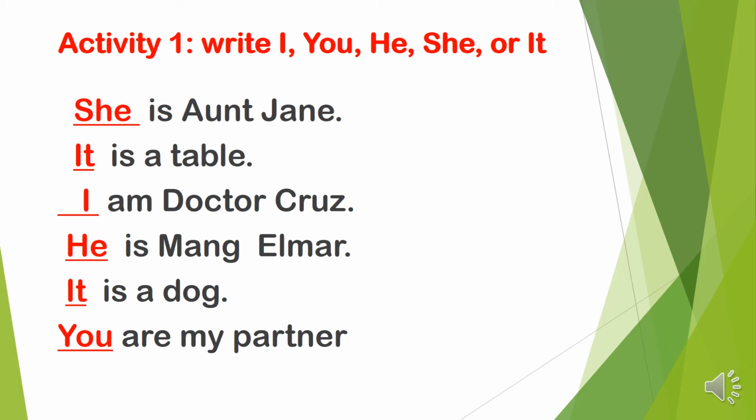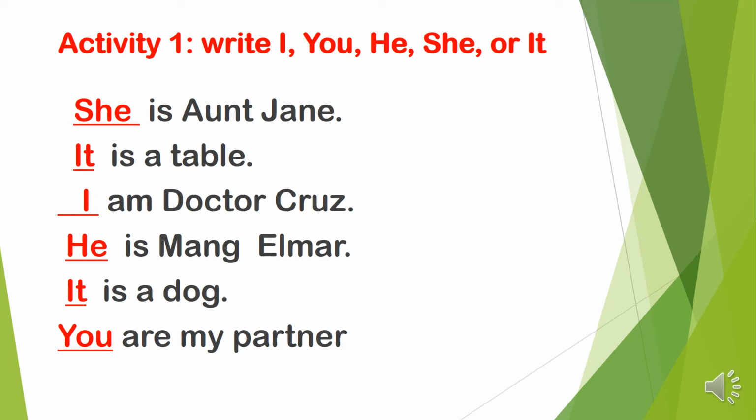Second, blank is a table. Why do we choose it? We choose it because a table is a thing, right? So we choose it. Next, blank Dr. Cruz. You might say he is Dr. Cruz, but instead of he, we're going to use I because the verb is am. I am Dr. Cruz. And that is the most appropriate personal pronoun and how we use it in a sentence.